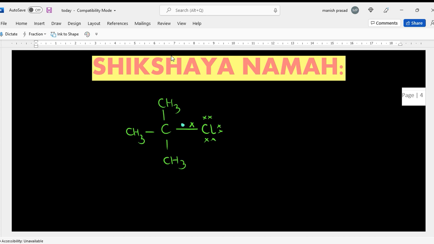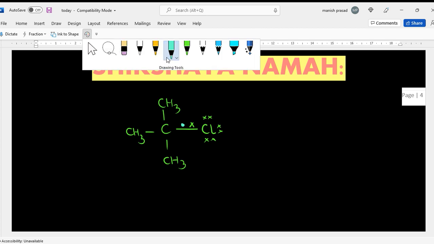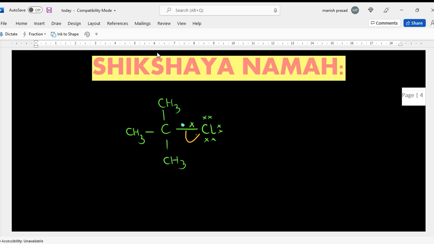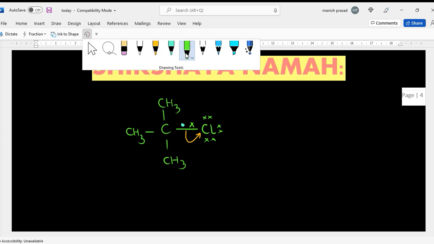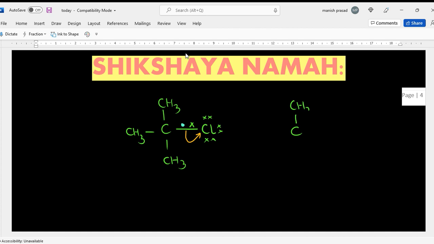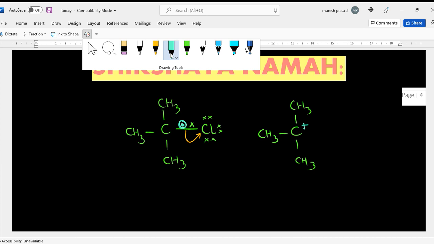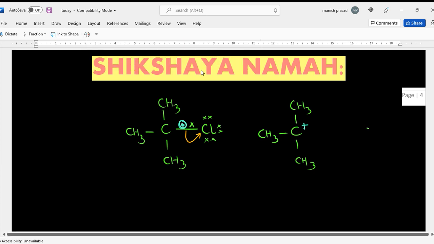Now, chlorine is more electronegative, so it has a tendency to pull the electrons more towards itself. Now, when I add a reagent, what happens? Both the electrons shift towards chlorine. I just apply a little force and both of them go that side. So now what has happened is, carbon has its other bonds, nothing happened to this bond, nothing happened to this bond, nothing happened to this bond. But the carbon lost its own electron, so it becomes positive. Not delta positive, fully positive, because the whole electron has been lost, not a part of the electron.